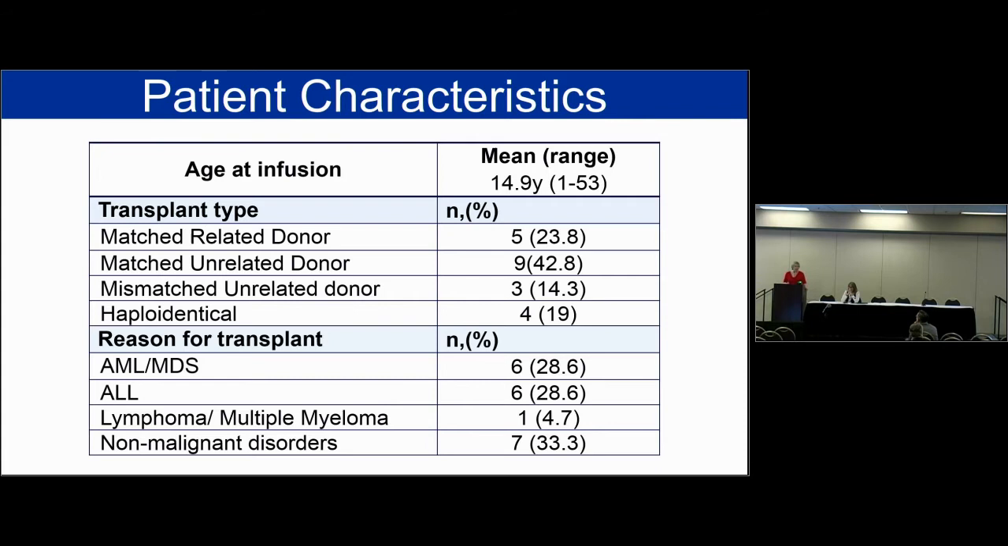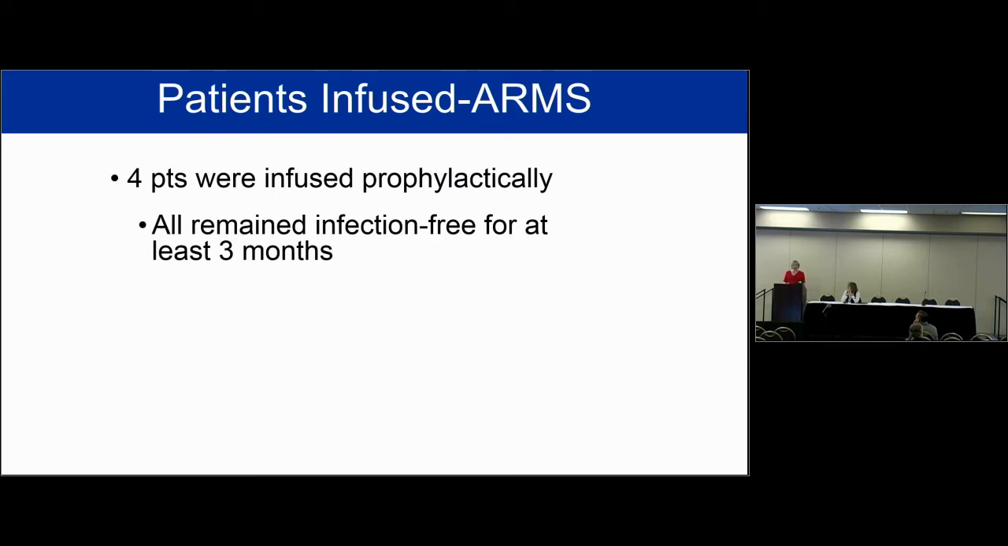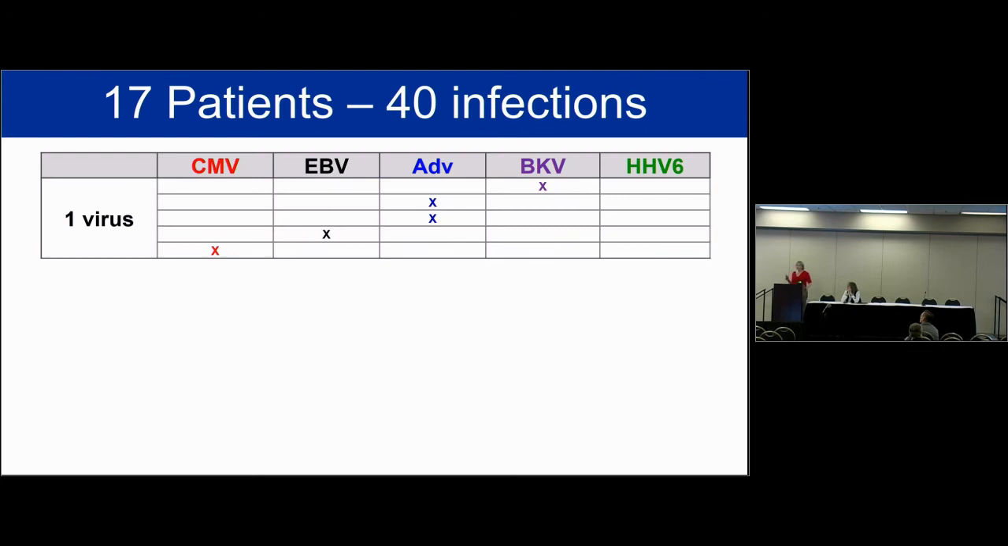In this study, it's both a prophylaxis and a treatment study. We have infused 4 patients who were considered very high risk for a viral reactivation event post-transplant. We infused those patients prophylactically, and they remained infection-free for at least 3 months post-infusion, and this is really the high-risk window for reactivation. But I think importantly, we've also used these cells to treat patients with active disease as measured by viremia or actual frank disease that had evolved in these patients. And I'll spend a little bit more time on these patients.